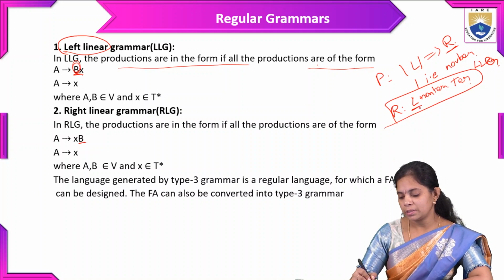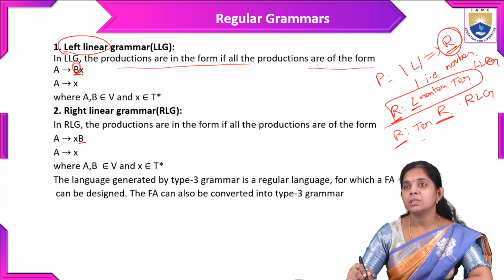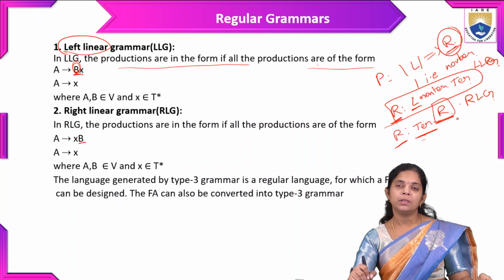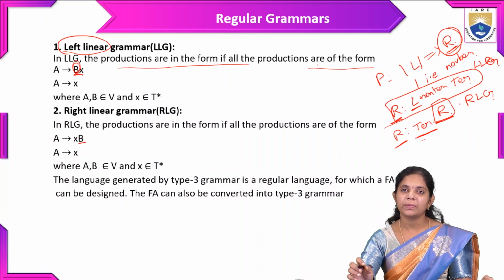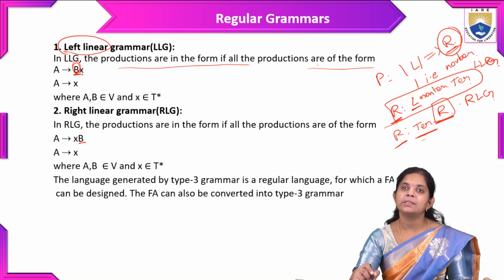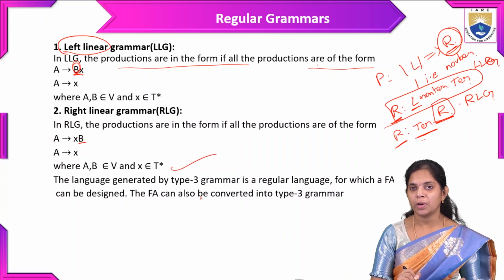Now we will discuss the right hand side: terminal followed by the non-terminal. So this is a right linear grammar. Here we are talking about the right hand side of the production rule. Whenever the right hand side of the production rule has the terminal followed by the non-terminal, it is a right linear grammar. So this is about the left linear grammar and right linear grammar.